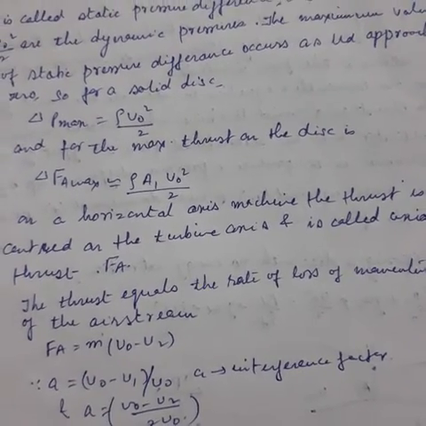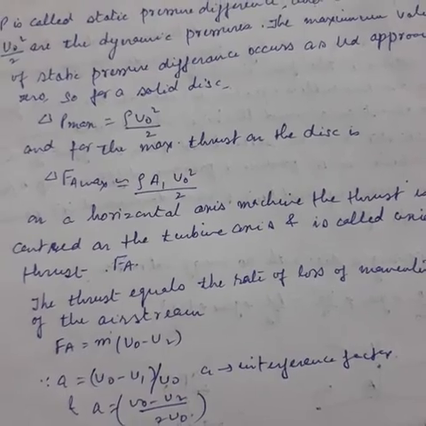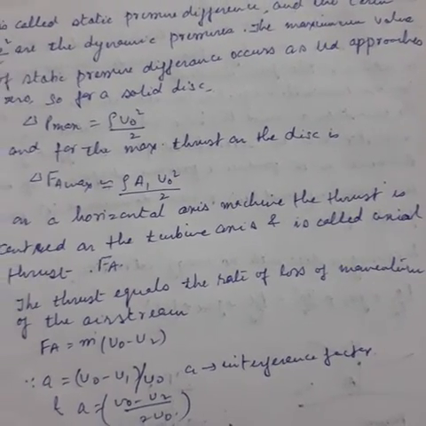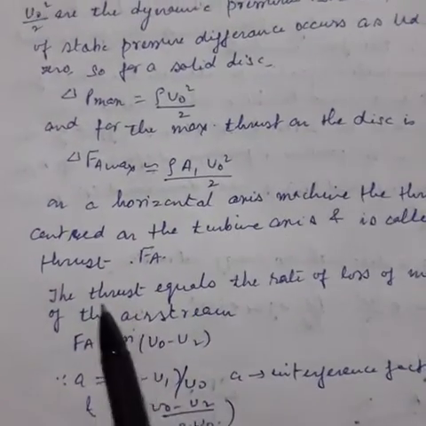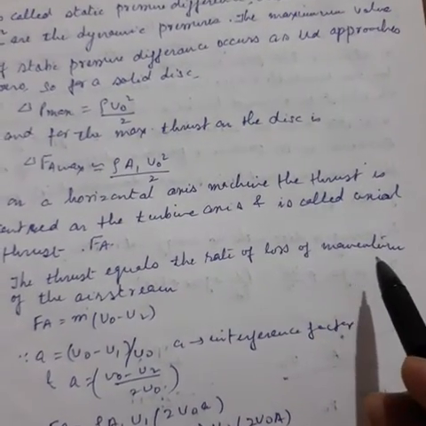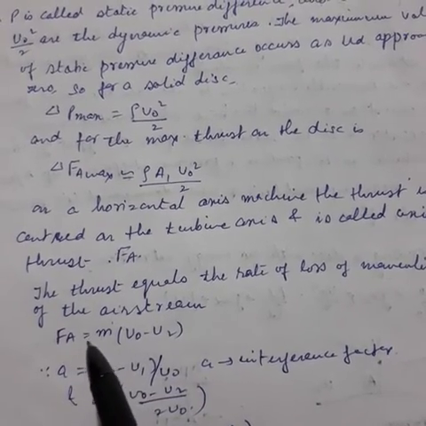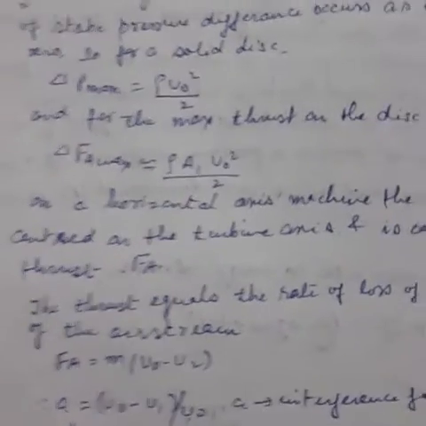So in the horizontal axis machine, the thrust is created on the turbine axis and is called axial thrust. The thrust equals the rate of loss of momentum of the air stream, that is Fa is equal to m(u0 − u2).